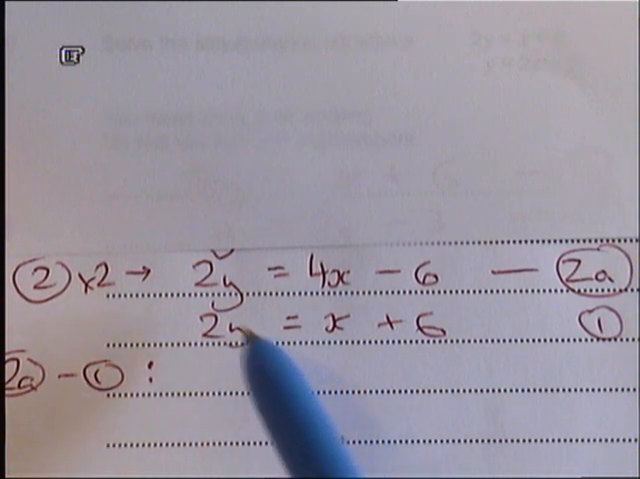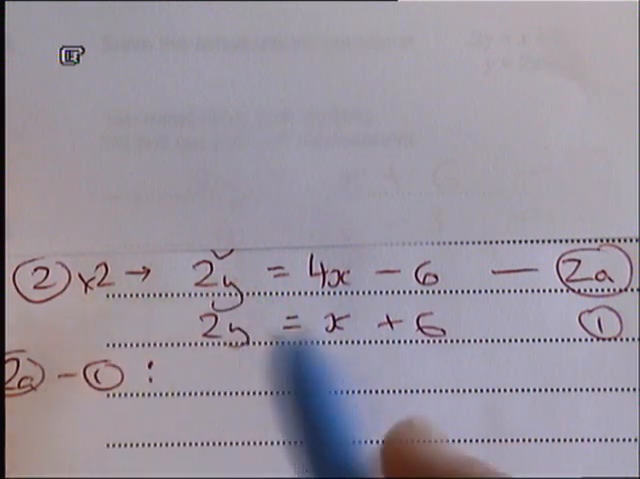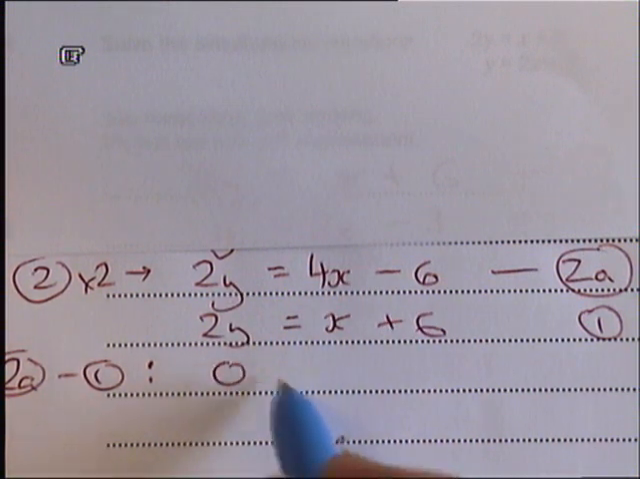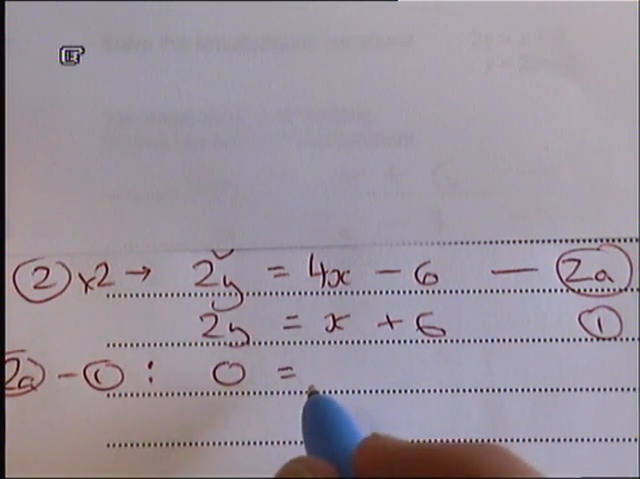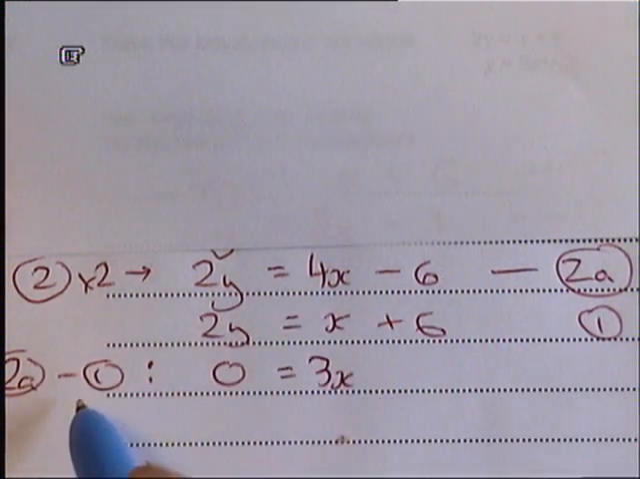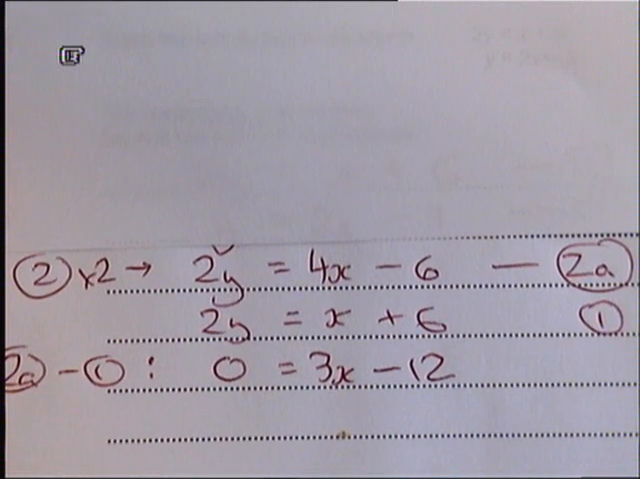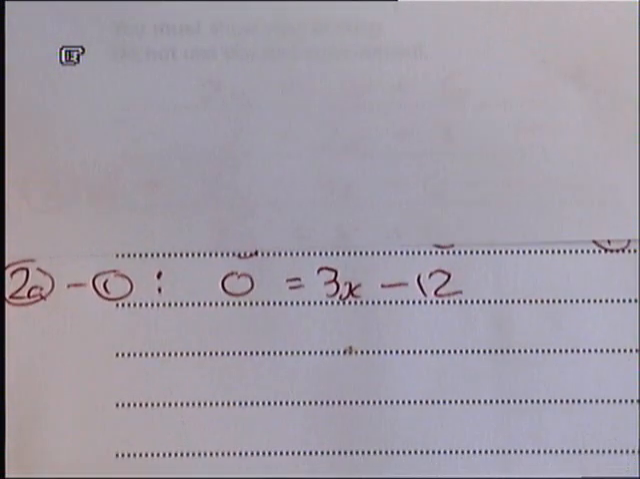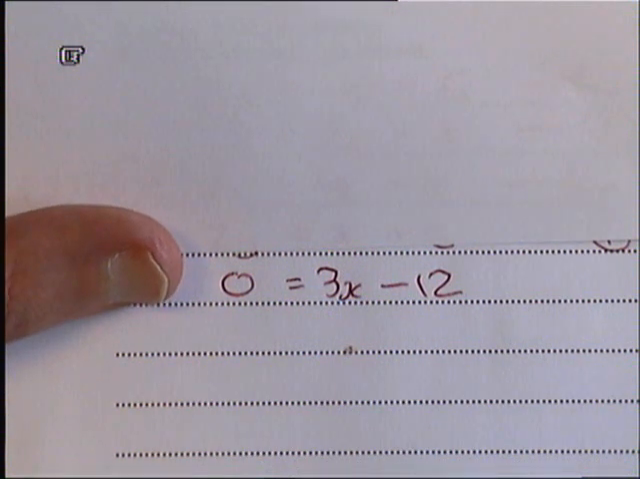Let's just run through that. I'm doing top line take away the bottom line, and I'm doing it column by column. 2y take away 2y is no y's, just 0. 4x take away 1x is 3x, and minus 6 take away 6 is minus 12. So I've got a new equation now. I can forget about everything else for a minute. I've got this new equation, and I've got to find out what x is.